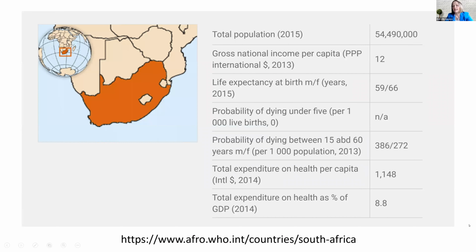I put this slide here as well from the WHO, just to be able to give you a bit more information about South Africa. You can take a look at the life expectancy of males and females, always something that's important to have a look at in terms of health. And then the general expenditure on health per capita. It's a very useful way of being able to compare countries.